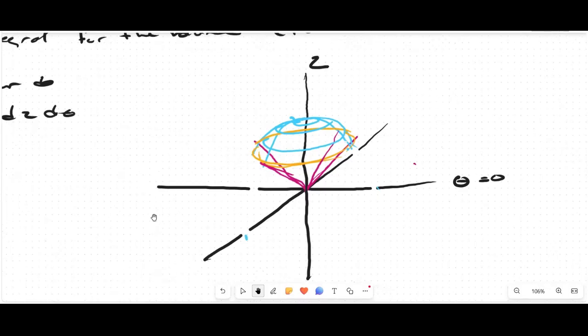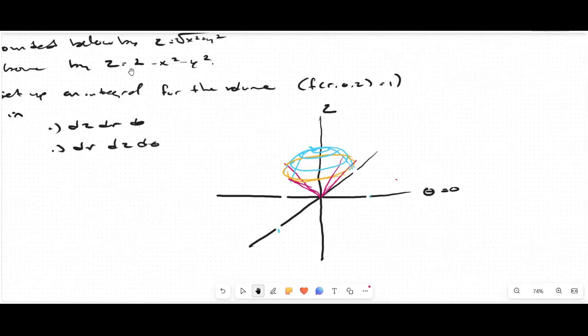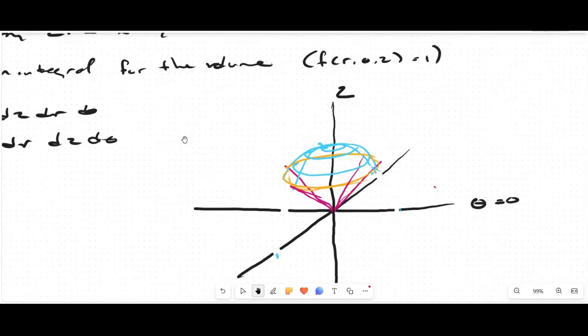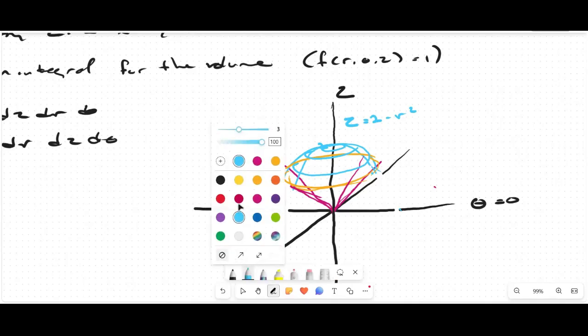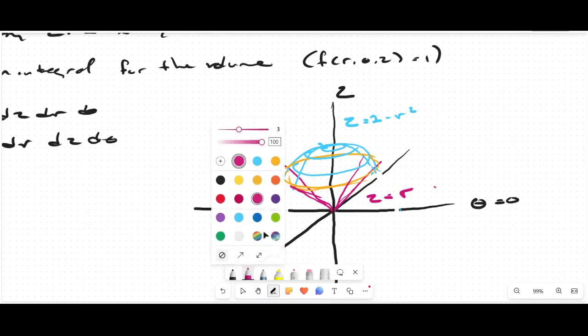Okay, so the top of this top is described by z equals 2 minus x squared minus y squared. Put that another way, z equals 2 minus r squared. And then the bottom is described by the cone, z equals r. And then the gold line is described by where they intersect.